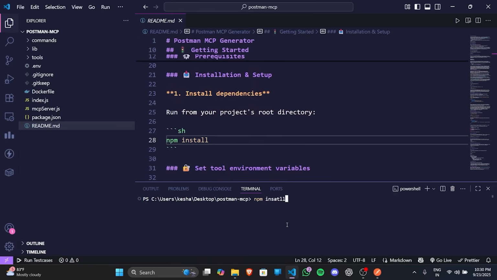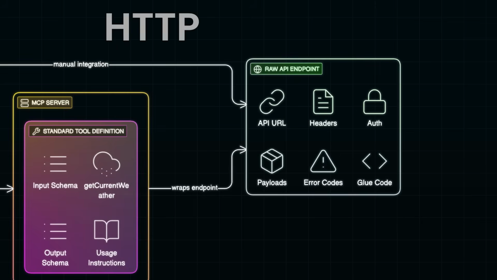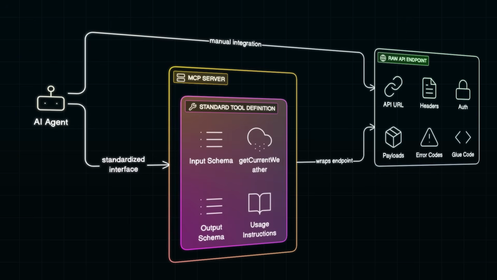You are changing how AI agents can use it. Here is the advantage. A raw API endpoint is just HTTP. To use it, you need to know the URL, headers, auth, payloads, error codes, and you usually write glue code for each agent. An MCP server wraps that endpoint into a standard tool definition.